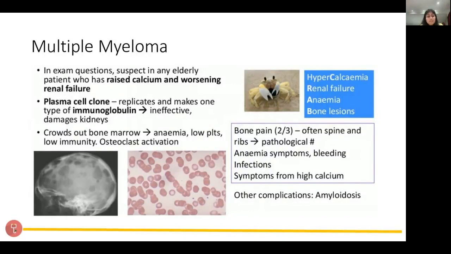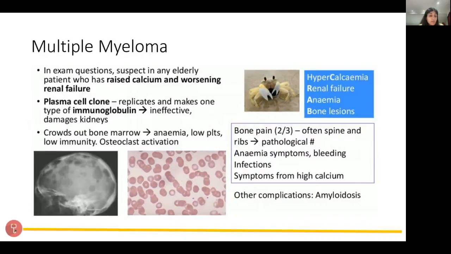But anyway, you get too many of these immunoglobulins, and they can clog up your kidneys and therefore cause kidney failure. They can also crowd out your bone marrow. And if that happens, it reduces the capacity of your bone marrow to produce your hemoglobin, so you'll get anemia, and then all your other counts can be low as well, so your white blood cells and your platelets.